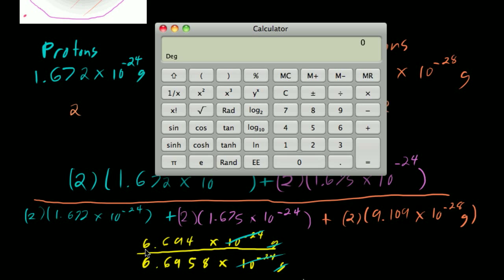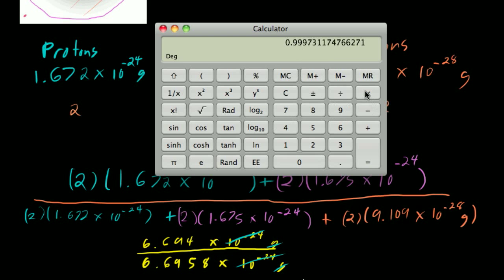So all I've got now is the mass of our nucleus, which is the numerator of this fraction, over the mass of the entire atom, which is the denominator of this fraction. So let's figure out just what the ratio is. We plug in 6.694 divided by 6.6958. And there we go.